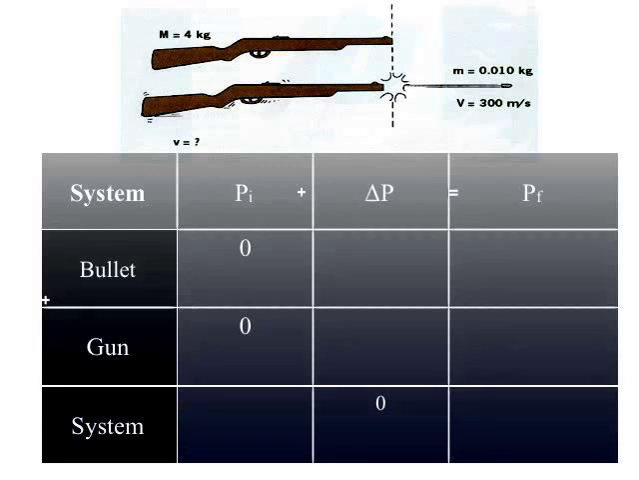Initially, the bullet and the gun are at rest. They have zero momentum. So the total momentum of the gun plus the bullet system is zero. If momentum is conserved, it means the bullet and the gun are the only two objects interacting. The momentum of the system before is the same as the momentum of the system after, zero. I know the bullet is 300 meters per second and it's 10 grams. Therefore, it has 3 kilograms times meters per second. It's got a momentum of 3.